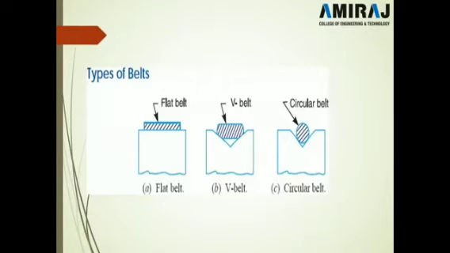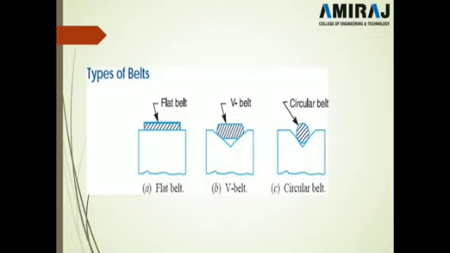Types of belt. There are mainly three types of belt used in belt drive, where the first is the flat belt, V belt, and circular belt. Right? The coefficient of friction, or you can say the friction capacity, the maximum friction capacity is in the V belt, right? Where the V belt is used in the high speed drive, right?